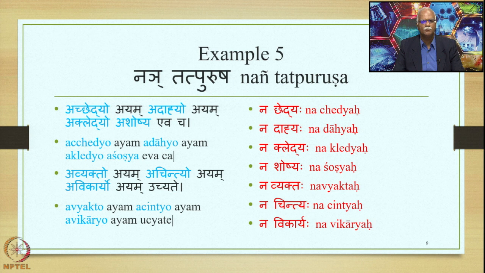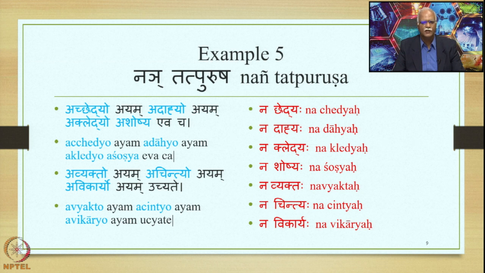Now here are the examples of Nay Tatpurusha Samasa. Achedyoyam Adahyoyam Akledyo Shoshya Eva cha. This is the first verse example, and here we have the first word Achedyaha. This is Nay Tatpurusha, and the vigraha is Na Chedyaha. Adahyaha, Na Dahyaha. Akledyaha, and the vigraha is Na Kledyaha. Ashoshyaha, and the vigraha is Na Shoshyaha.